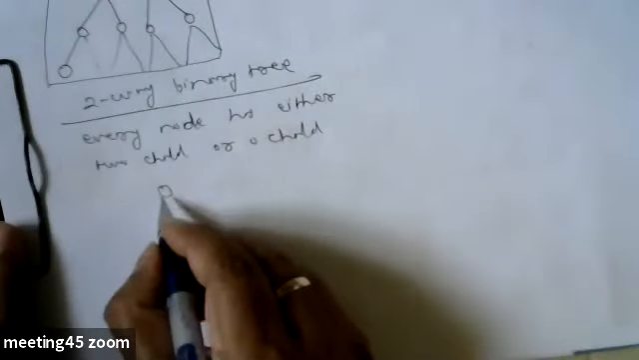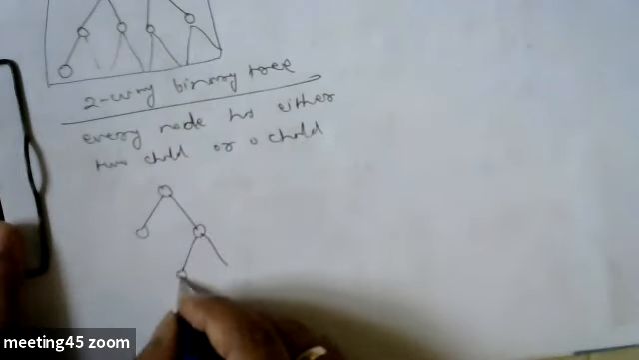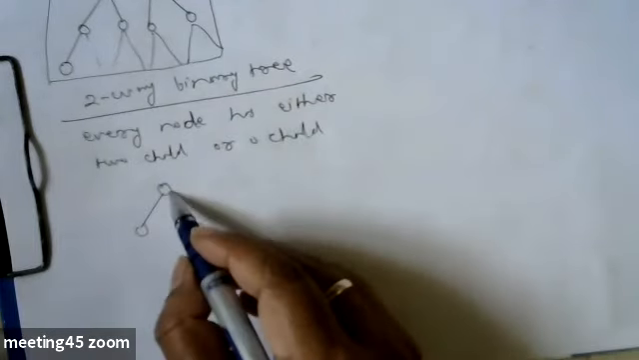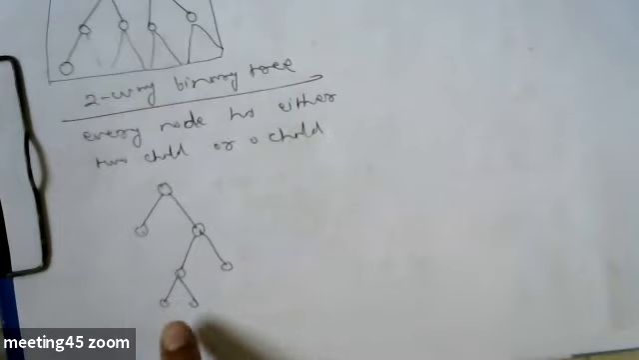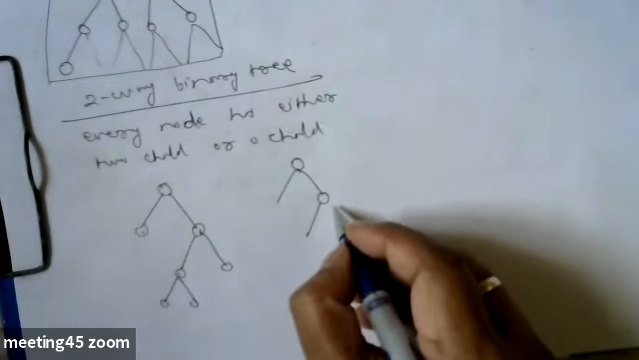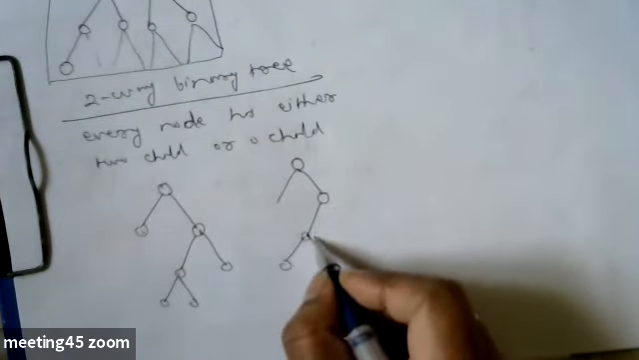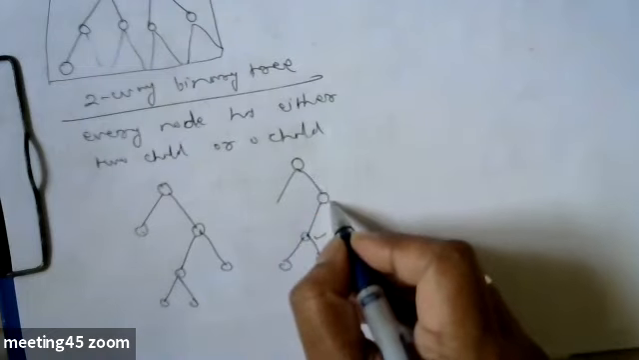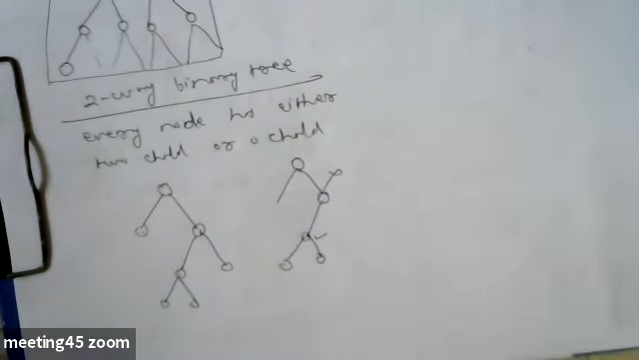Just see, if I'm drawing this, drawing this, drawing this. Is it a two-way binary tree? If you can see, this node has two children, this node has two children, this node has two children. Means either it will be zero children or it will be two children. That cannot be one child. If I do it like this, then this cannot be. Why? Because this is satisfying, this has two children, this has two children, but this has only one child. So it cannot be a two-way binary tree.